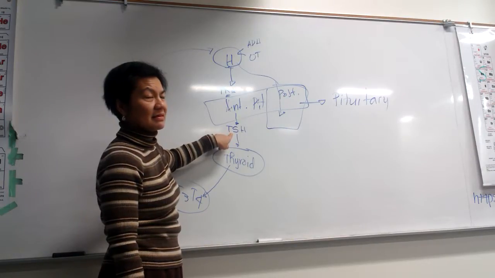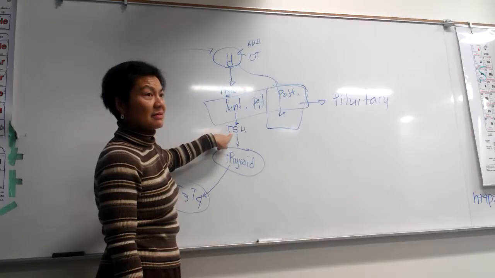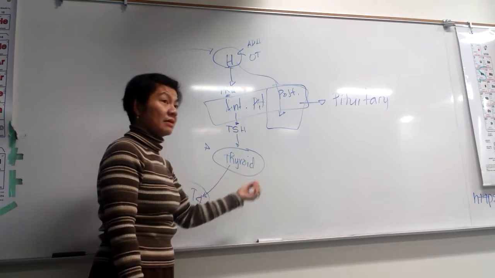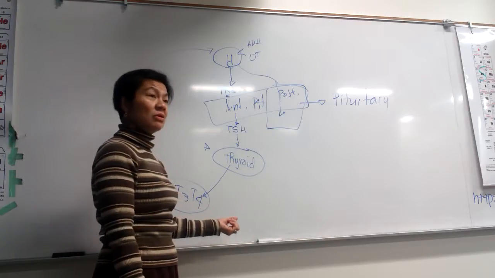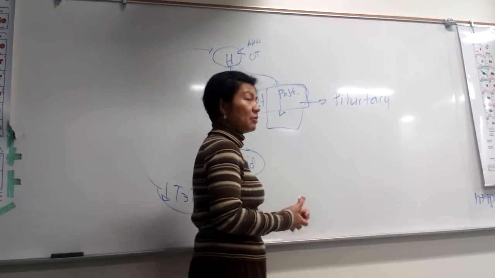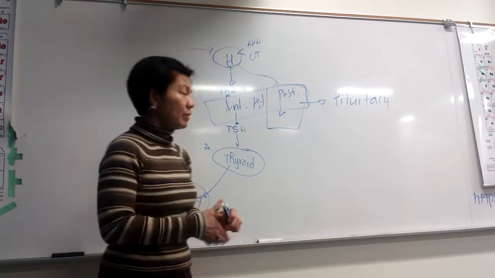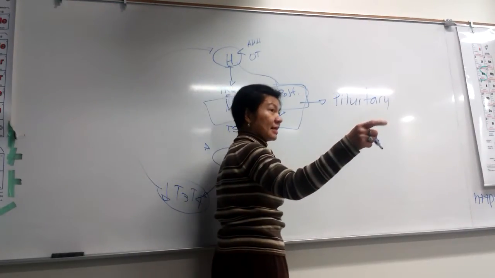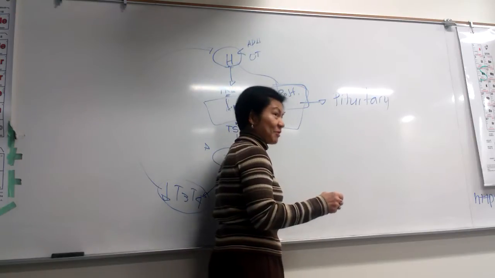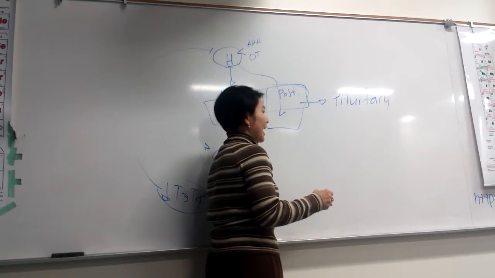Okay, so how about the other ones now? The thyroid gland, the parathyroid. Do they come from the hypothalamus? No. Where do they come from? I mean, do they make their own hormones? Yes. Okay. Remember, the parathyroid makes parathyroid hormone, right? PTH, yes, and that controls calcium.